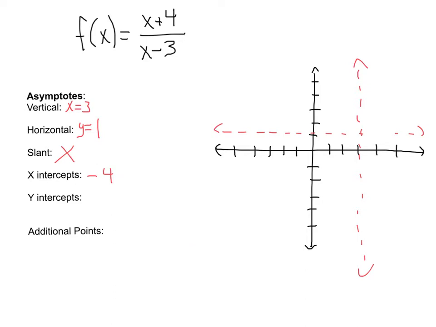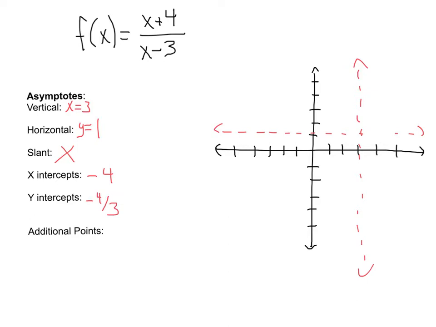Alright, looking for our y-intercept. We want to see what y equals when we plug 0 in for x. So that's going to give us y equals 0 plus 4 over 0 minus 3. And we're going to get y equals negative 4 thirds. So our y-intercept, negative 4 thirds.